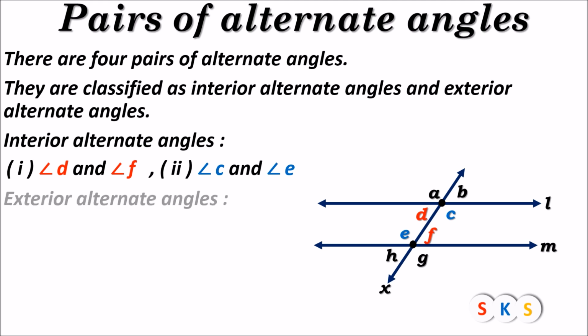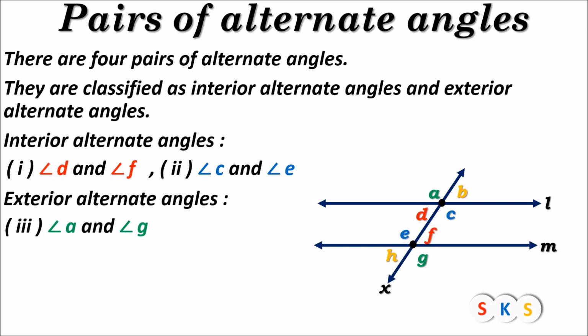Now we will see exterior alternate angles. You can see there is a word exterior. Exterior means outside the parallel lines. And look at this figure, there are four angles outside of these two parallel lines. They are angle A, angle B, angle G and angle H. So in this figure, angle A and angle G is one pair of exterior alternate angles. Angle B and angle H is the next pair of exterior alternate angles.